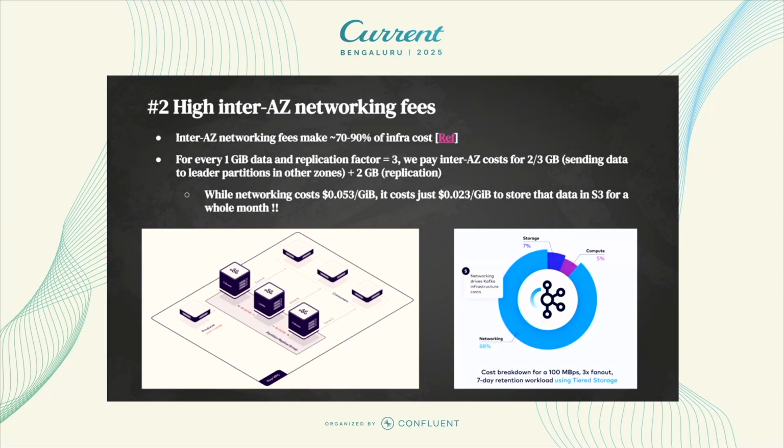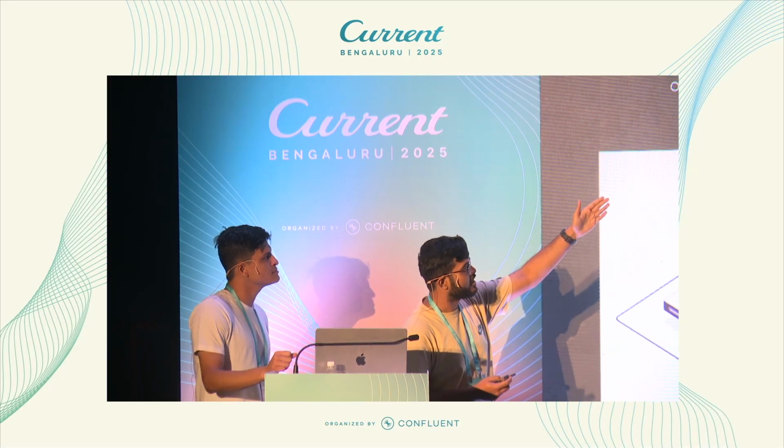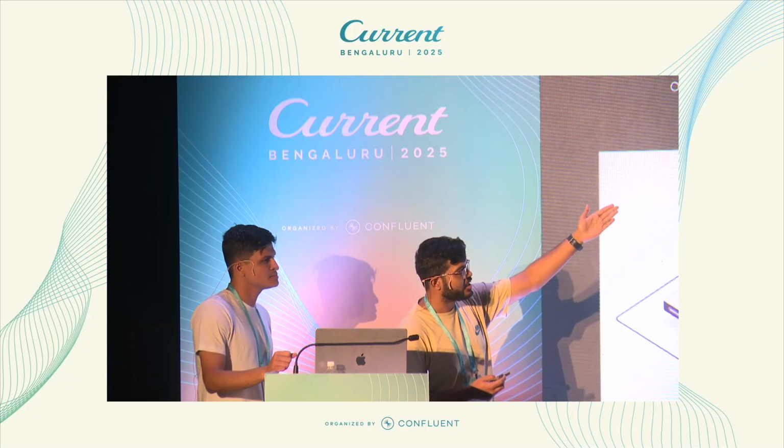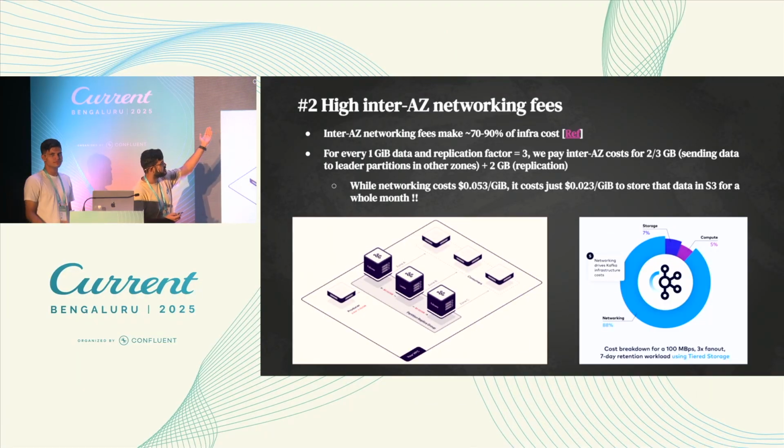And even if you produce to a leader in the same availability zone, it is replicated because Kafka has replication. Let's say the default replication factor is 3, so every time it is replicated twice. So for each GB of data that you produce, considering a replication factor of 3, there will be around 2.66 times the cost for inter-AZ traffic. This cost figure we picked up from the WarpStream blog.